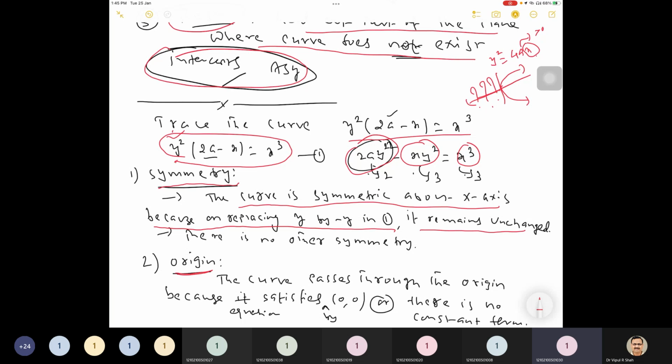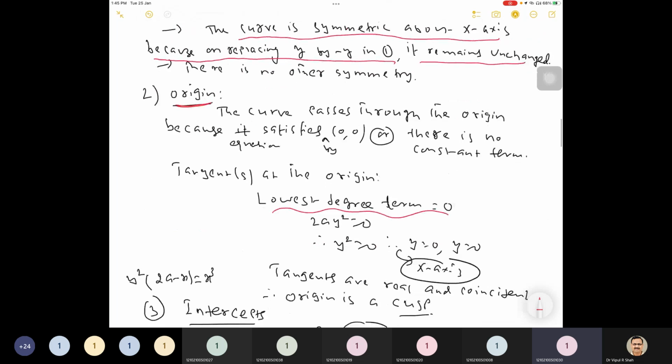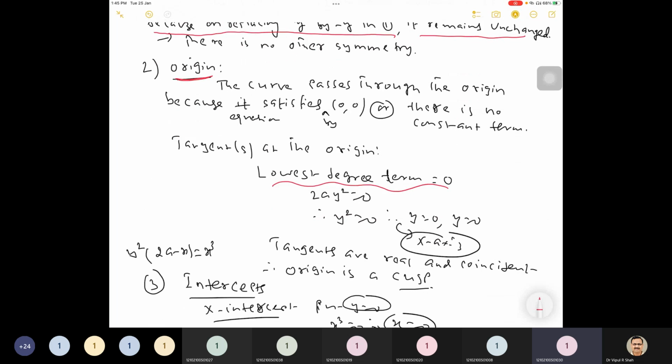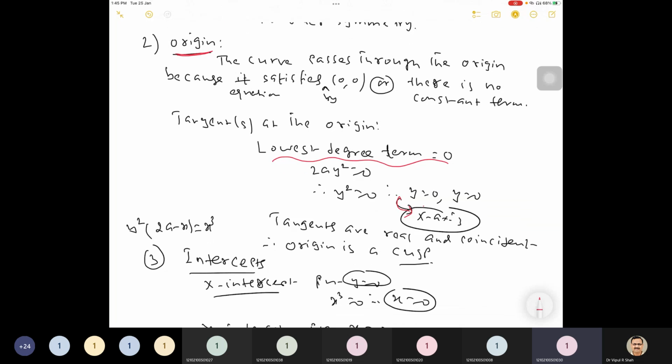So lowest degree term equal to 0. So 2a y square equal to 0. That means y square 0. That means y 0, y 0. That means two tangents are there, real and coincident. And this x-axis is the tangent. Understand? Yes, sir. Okay. So tangents are real and coincident. Therefore, origin is a cusp.